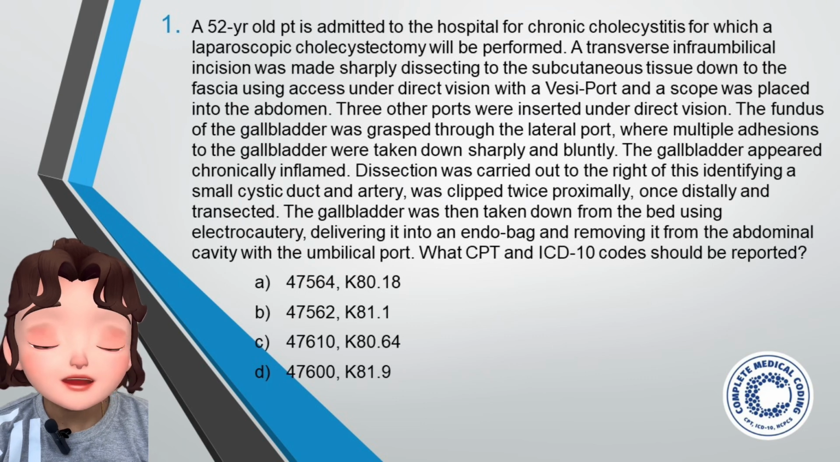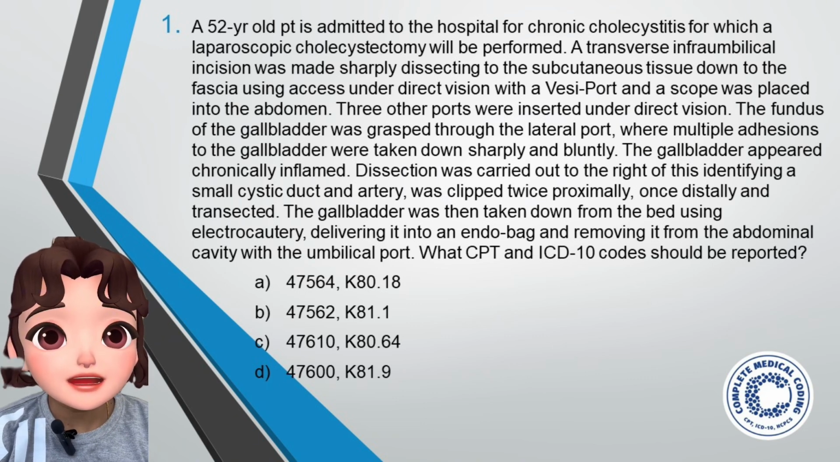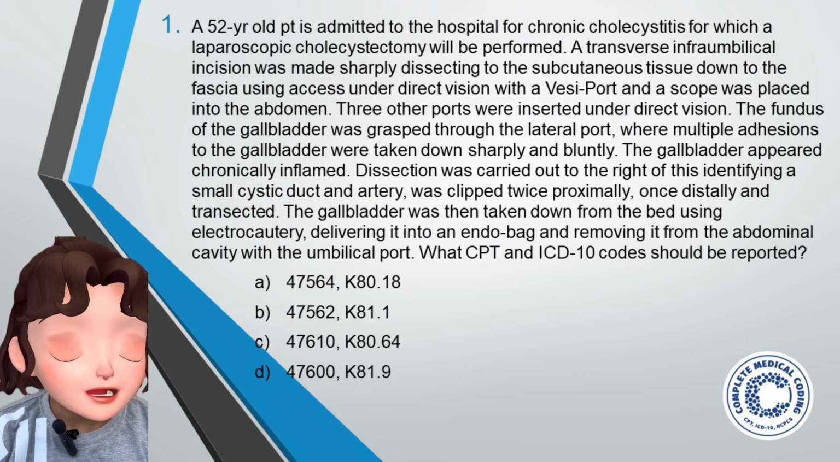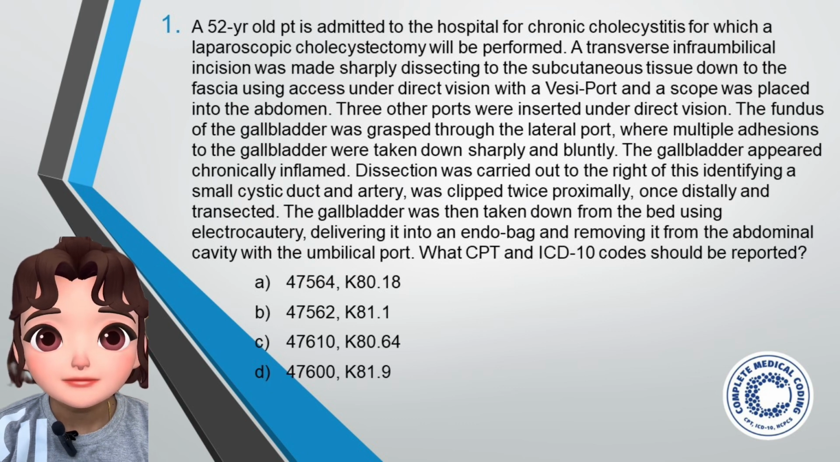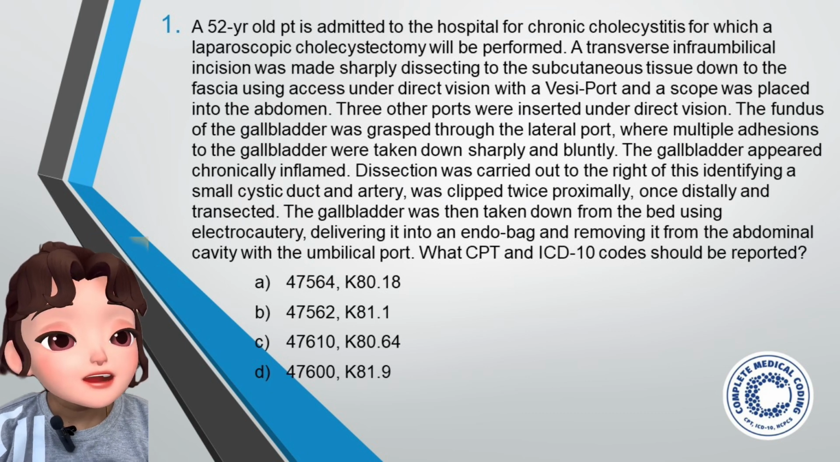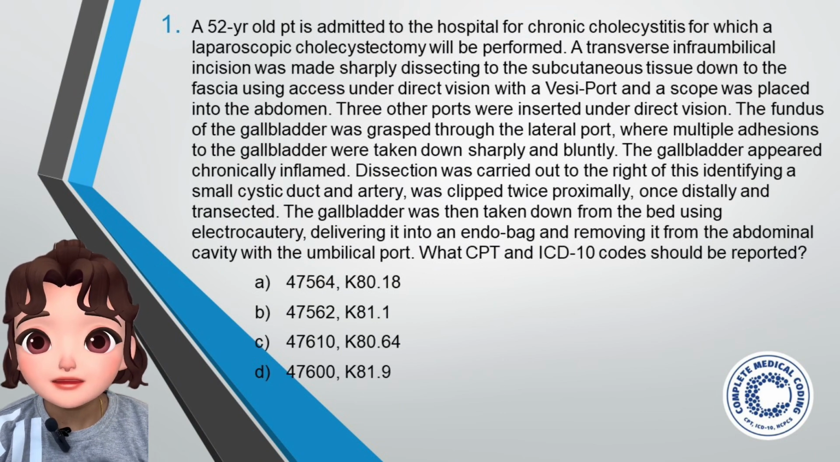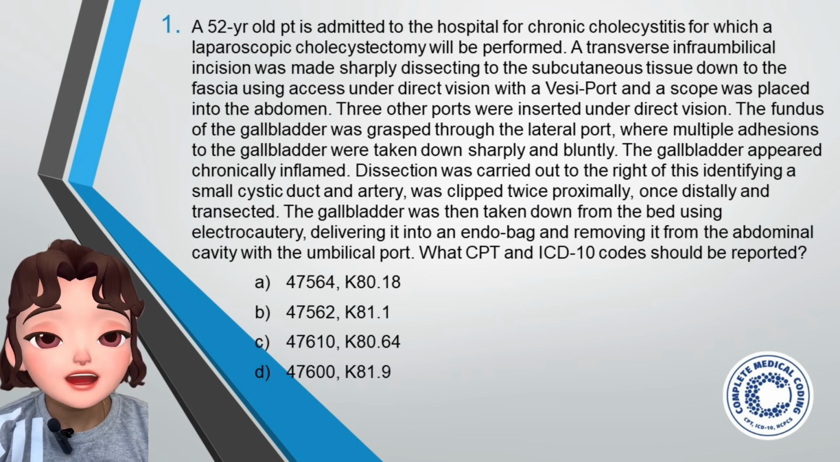K80.18. Just open your ICD code book and go to K80.18. What is K80.18? Calculus of gallbladder with other cholecystitis without obstruction. Now, let's look into the other option. K81.1. What is K81.1? Chronic cholecystitis. Yes, we need that code. Still, just check the other two codes also.